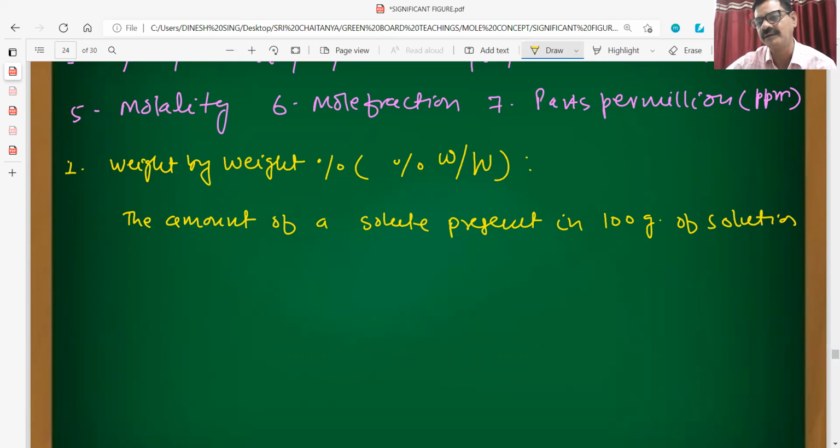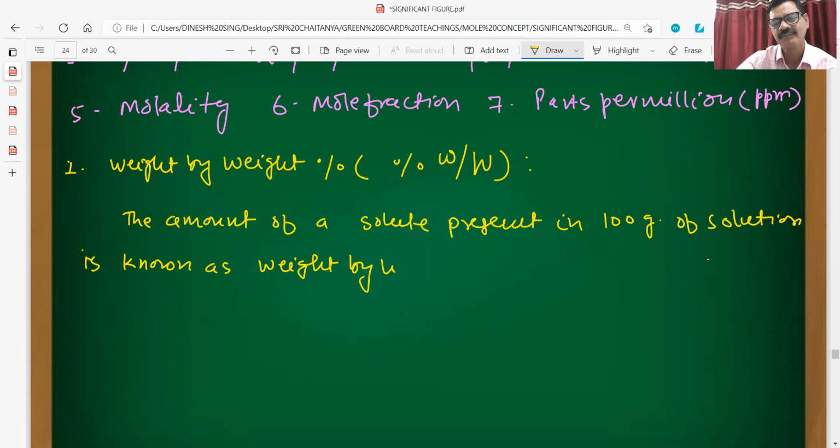It is not solvent, it is solution. The amount of a solute present in 100 gram of solution is known as weight by weight percent. The amount of the solute is also in gram.